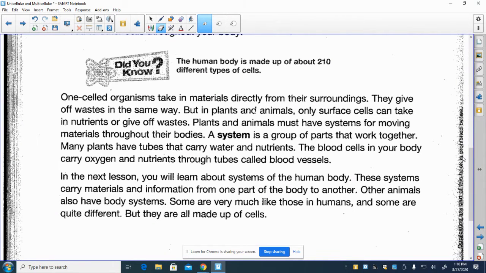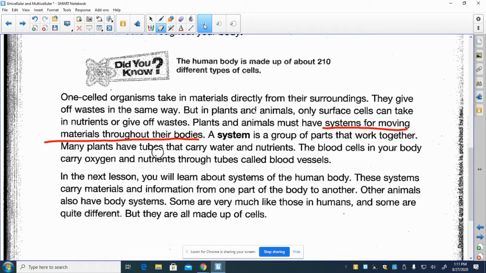One-celled organisms, or unicellular, take in materials directly from their surroundings. They give off wastes in the same way. But in plants and animals, only surface cells can take in nutrients or give off wastes. Plants and animals must have systems for moving materials throughout their bodies. And we're actually going to pull that, because that's what we'll be learning about next in science: the human body systems. A system is a group of parts that work together.